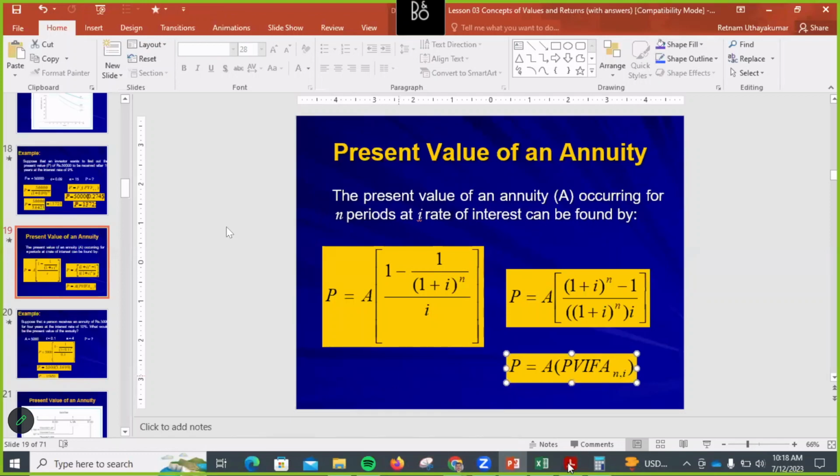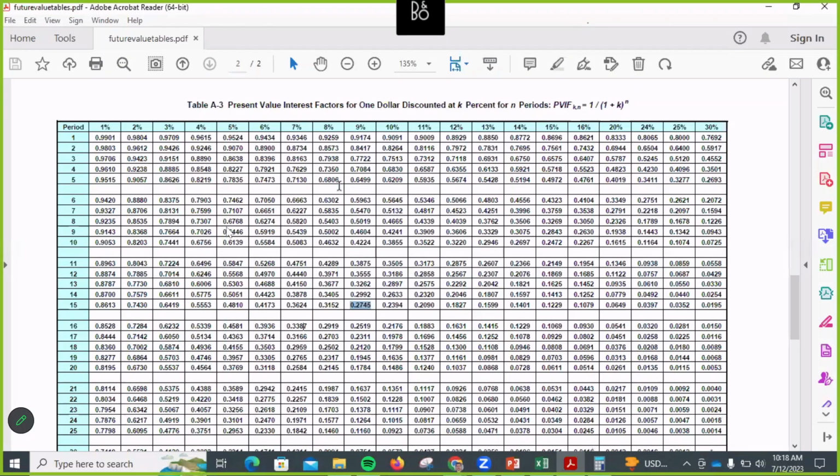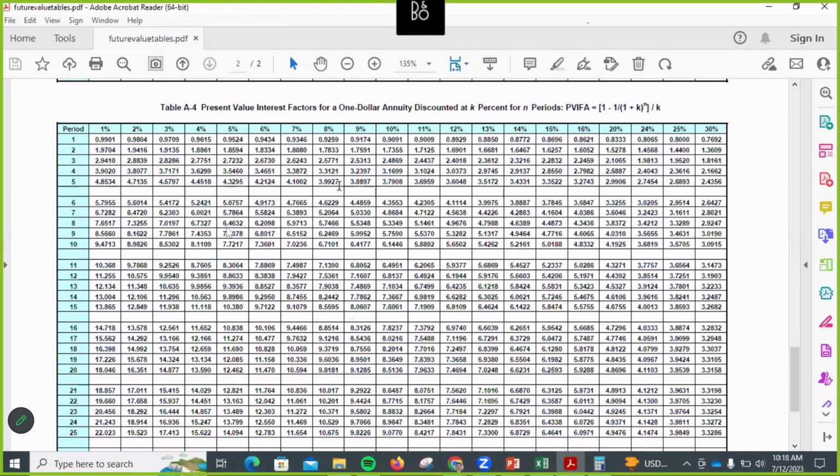So it is available in the table A4. The table A4 is there. That is the present value interest factor for 1 rupee of annuity. This is the formula given. And if you are given this table for examination purposes and you forget the formula, you can refer to this table to calculate any amount required by you.